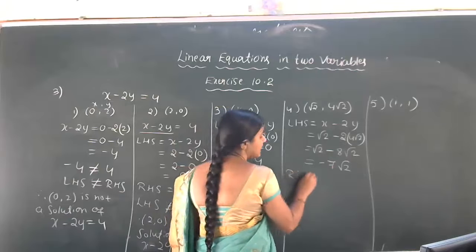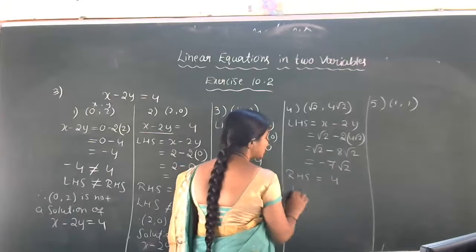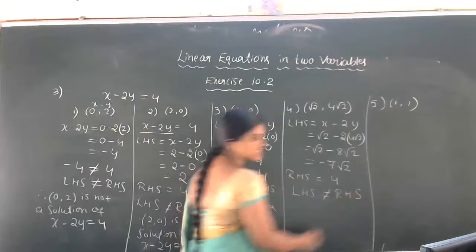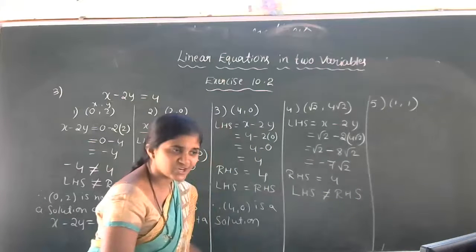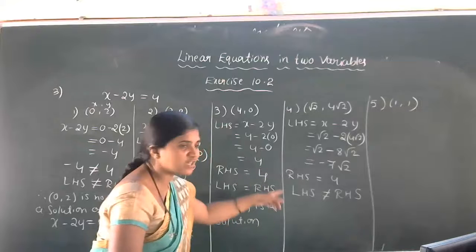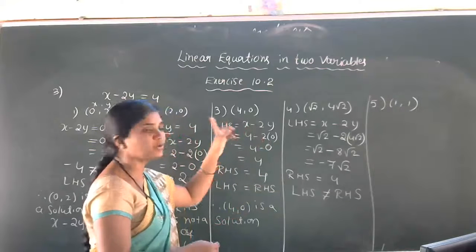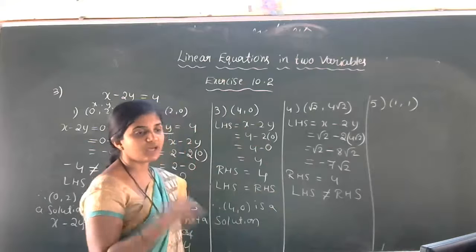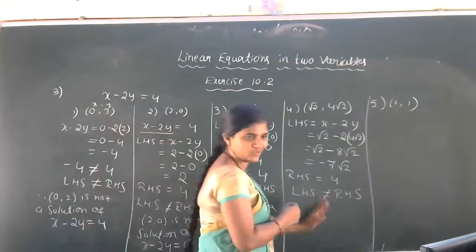But in the RHS part we have 4. So LHS is not equal to RHS. Did you get the same answer? So what is your conclusion? Therefore root 2 and 4 root 2 are not a solution of the equation. Not a solution. Can you read that one?